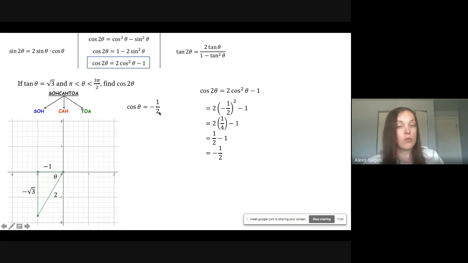This was just a coincidence. I picked this just randomly, and that's just a coincidence. Don't count on that always happening. But that means the cosine of double this angle is negative 1/2. Okay, and you'll get the same thing if you did it with that top one or if you did it with the second one. Okay, questions with that one? Okay.